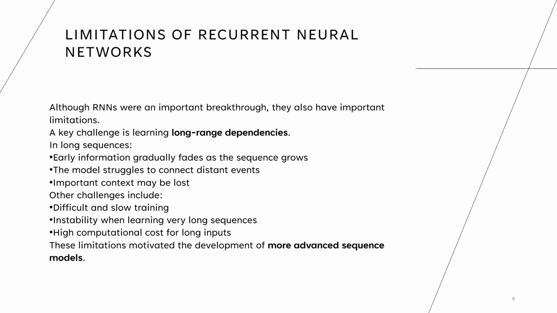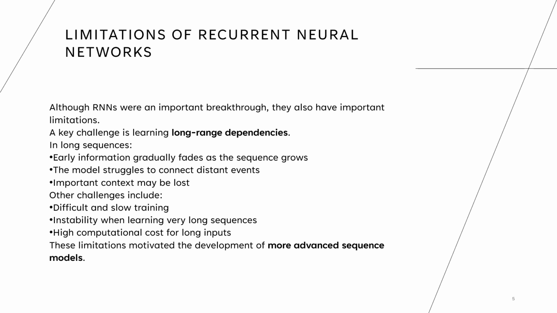In many real-world sequences, information that appears early in the sequence may still be important much later. For example, in a long sentence, a word at the beginning might influence the meaning of a word near the end. Ideally, a model should be able to connect those distant pieces of information. However, in traditional recurrent neural networks, this becomes difficult. As the sequence grows longer, the influence of earlier information gradually fades as it moves through the network's repeated computations. In practical terms, this means the model may struggle to remember important details from the distant past of the sequence.